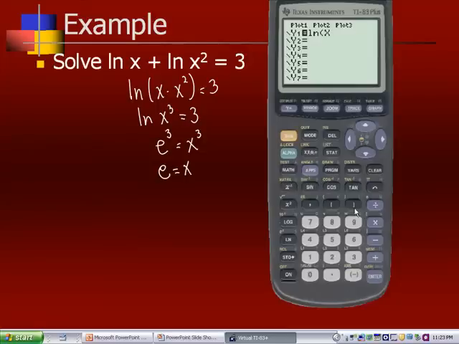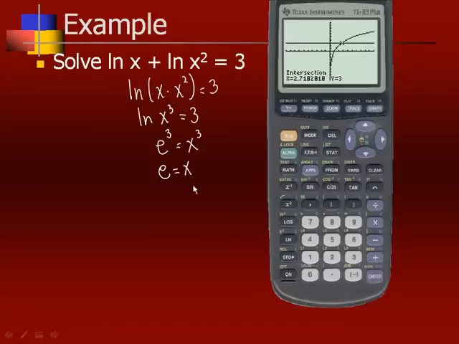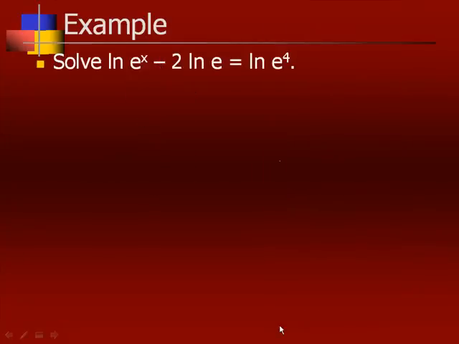We get the natural log of x plus the natural log of x squared is equal to 3. Graph that. Find where they intersect. Second, calculate, number 5, enter. Let's move over just a little bit to make sure we're on the first curve. Second curve, guess. We don't have to guess, and we get 2.71828, which in fact is e. Okay? What about this one?